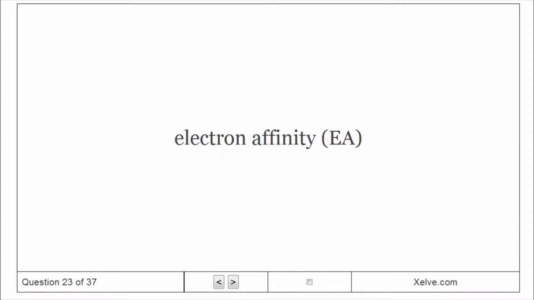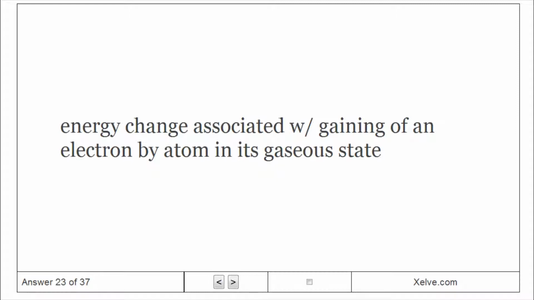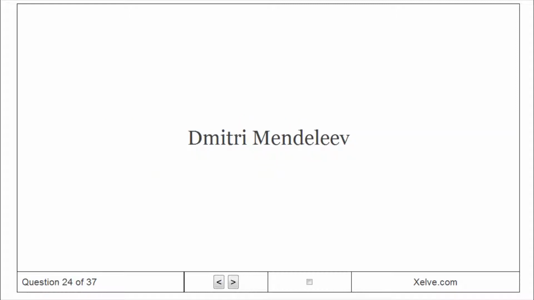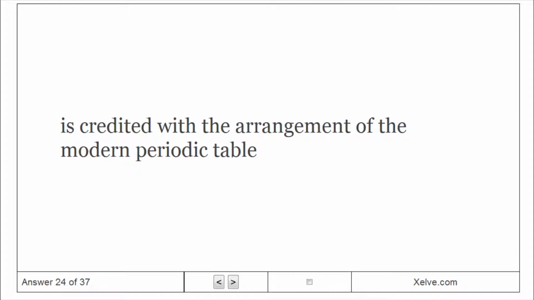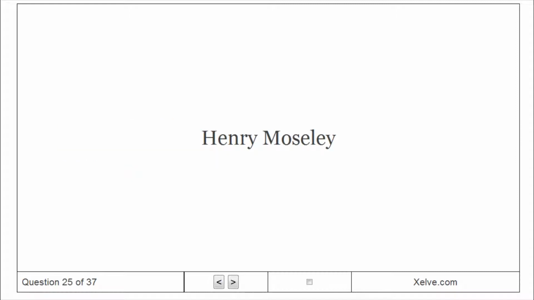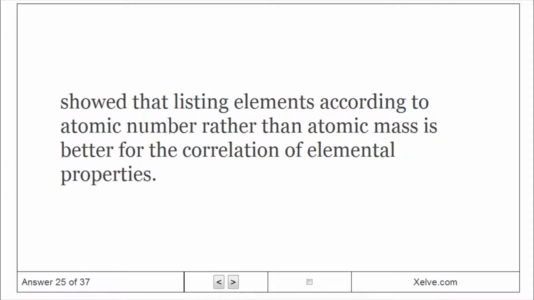Electron affinity. Energy change associated with the gaining of an electron by an atom in its gaseous state. Dmitry Mendeleev is credited with the arrangement of the modern periodic table. Henry Moseley showed that listing elements according to atomic number rather than atomic mass is better for the correlation of elemental properties.